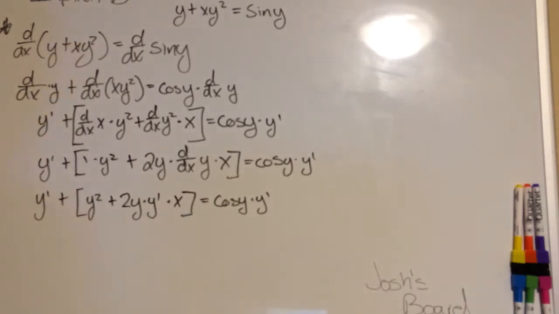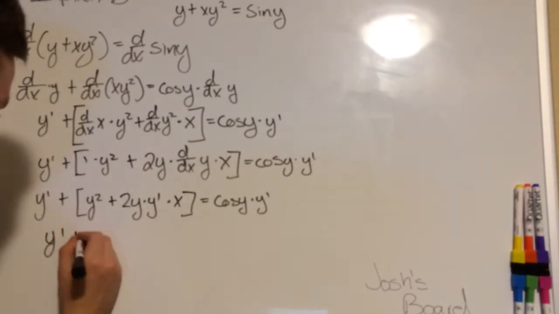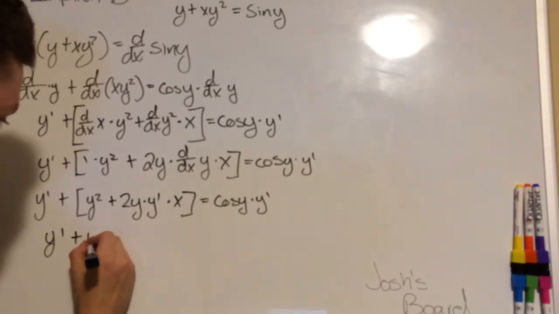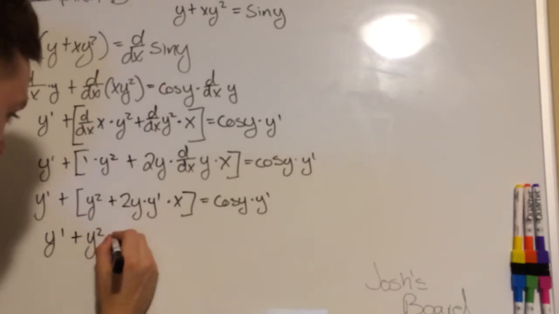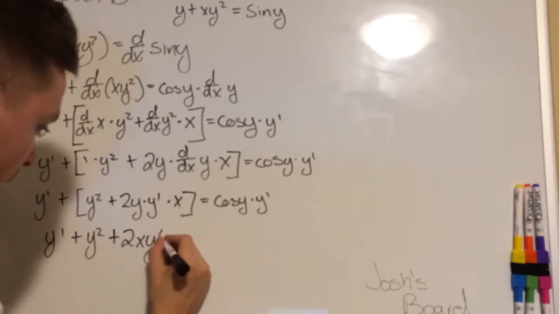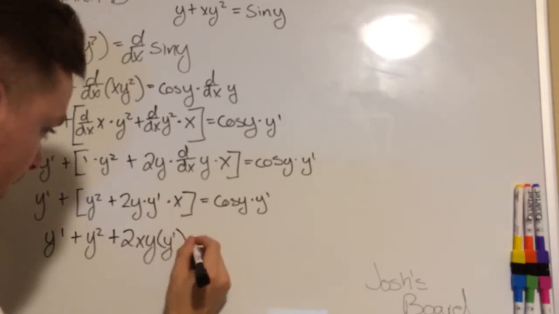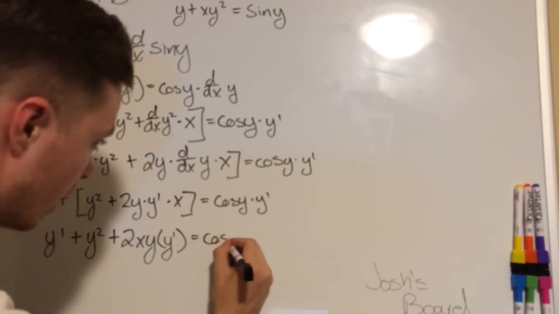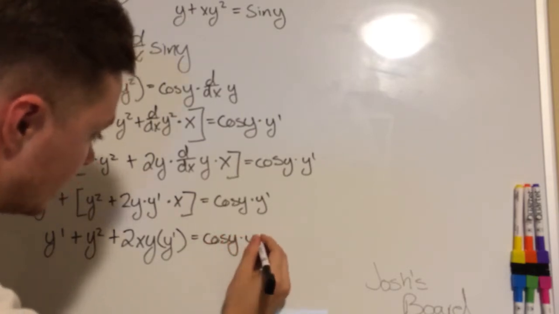What we're going to want to do is rearrange the equation a little bit so we have all of our y primes on one side, and anything that doesn't contain a y prime we keep on the opposite side. So, to clean this up a little bit, we'll have a y prime here plus y squared plus 2xy times the y prime, equals cosine y times y prime.